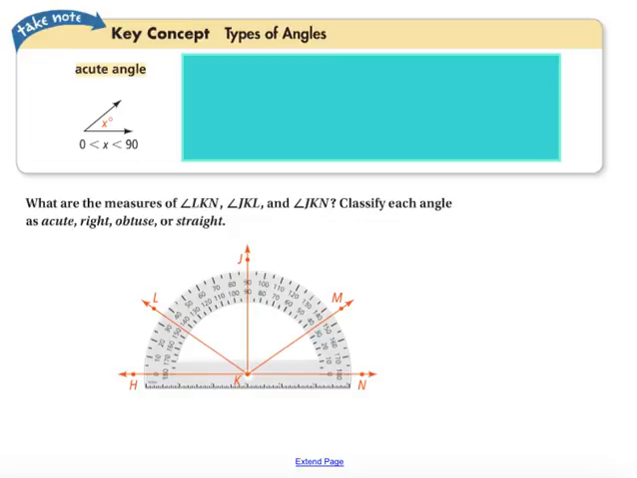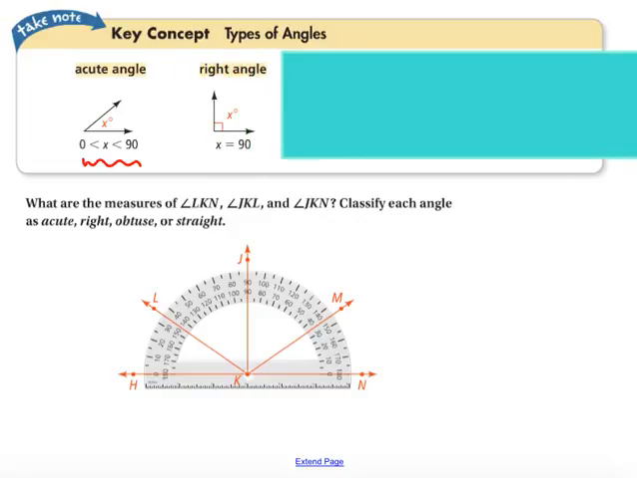An acute angle is just an angle whose measure is less than 90 degrees. So it's between 0 and 90 degrees. A right angle is an angle whose measure is exactly 90. And we always think of this as like a square. Squares have all right angles in the corner. So our little hint there is that a right angle always has that little marking of a box in the corner.